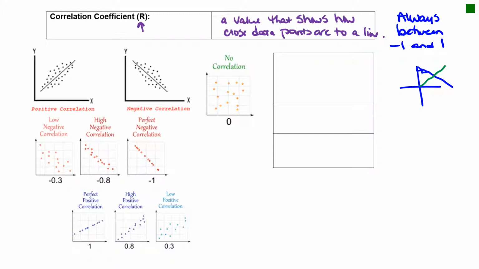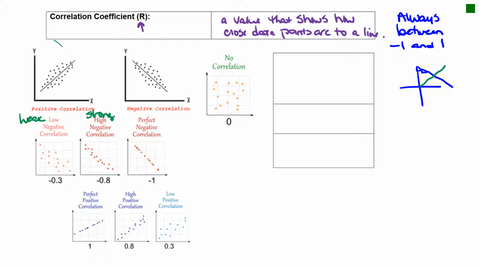So if we look over here, we're just going to recap. This is a positive correlation, a negative correlation, no correlation. Low negative is the same thing as weak negative. High negative is the same thing as a strong negative. Perfect means they actually make a straight line, okay? Same with our perfect, positive, and high and low.